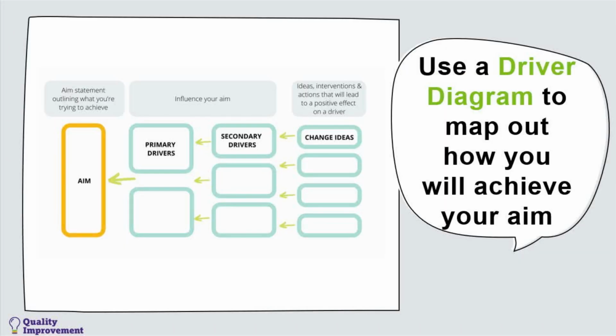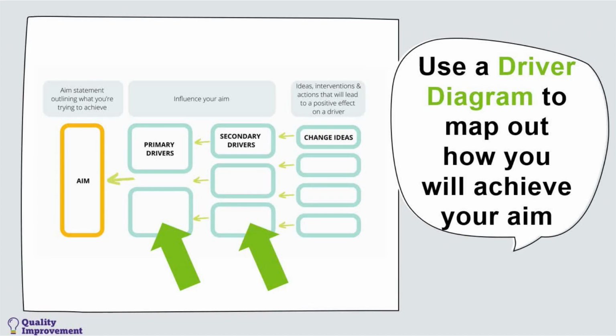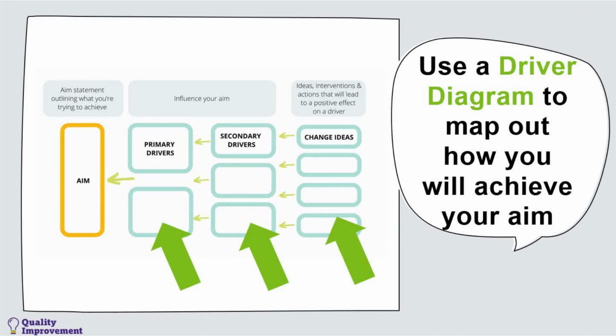A QI tool called a driver diagram can be your plan on a page that can help you, and you can refer back to it, helping you to map out and demonstrate why your proposed changes will lead to your aim. It can be helpful to start with a brainstorm about what you need to ensure you can achieve your aim. Then you can cluster the ideas to identify your primary drivers. Break these down further into your secondary drivers, and then develop your change ideas for testing.